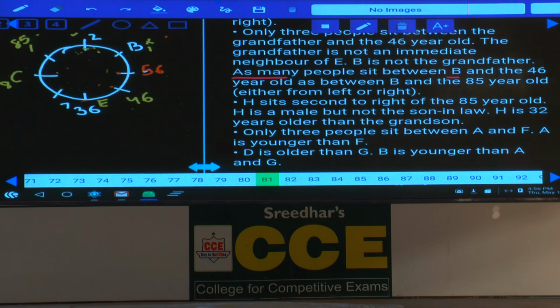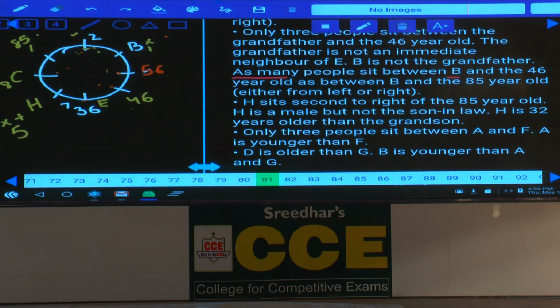H sits second to the right of 85, so H must be at this place. Done? H is a male, but this H is not the son-in-law. What is the number given to this son-in-law? Son-in-law is 5, isn't it? Hence H cannot be 5.